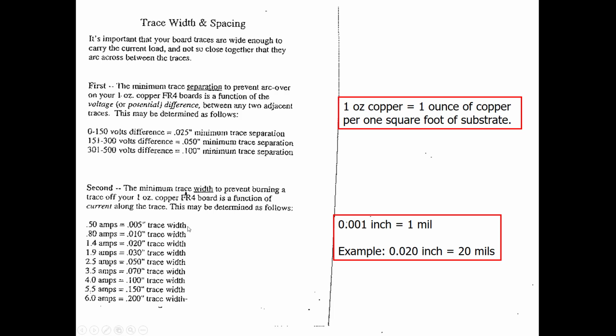And then down here it shows the data for current, the maximum amount of current you can handle for a given trace width. So 5 mil, up to half an amp, 10 mil up to 0.8 amps, and so on. So the wider the trace, the more current you can pass through that trace.